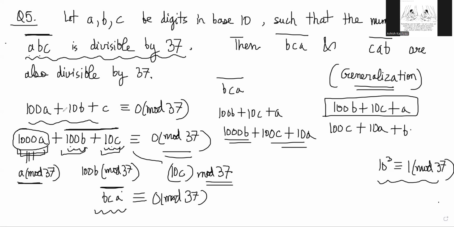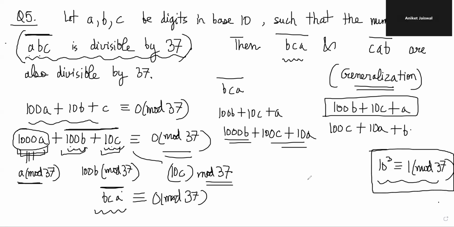The point is, it is very easy. If you have a number that is divisible by some prime, the cyclic permutations of it seem to be also divisible by that, right? But not for any prime. It is only working because 10 cube was 1 mod 37, right? If it were 7 it would work, if it were 13 it would work, because 10 cube is 1 mod 7 and 1 mod 13.